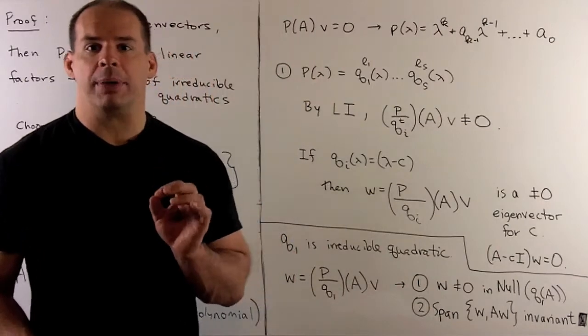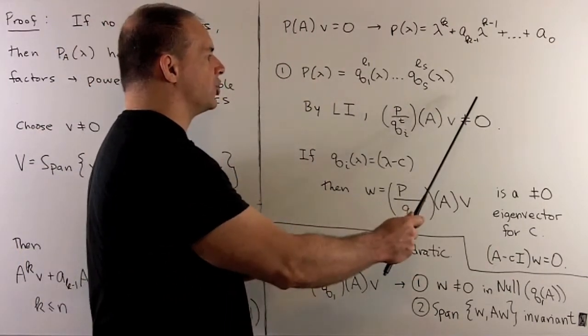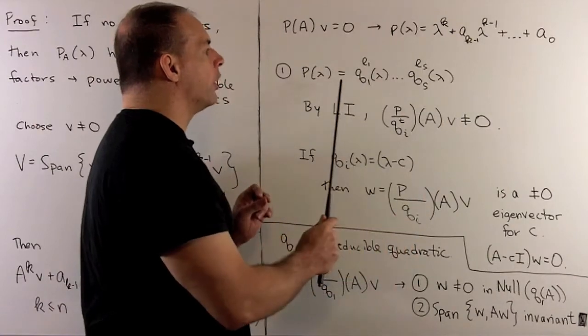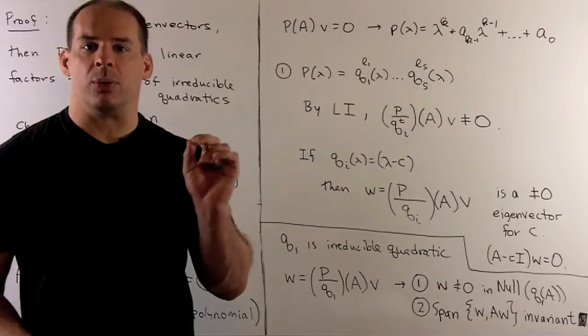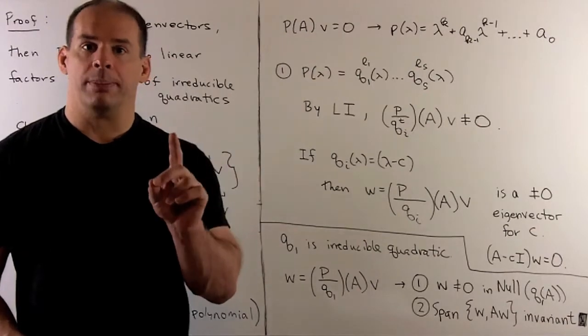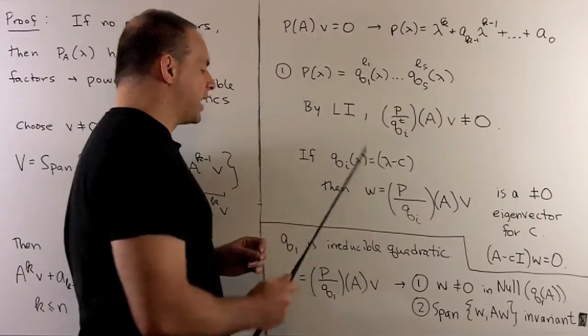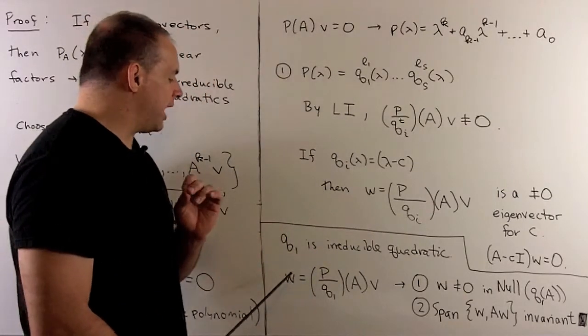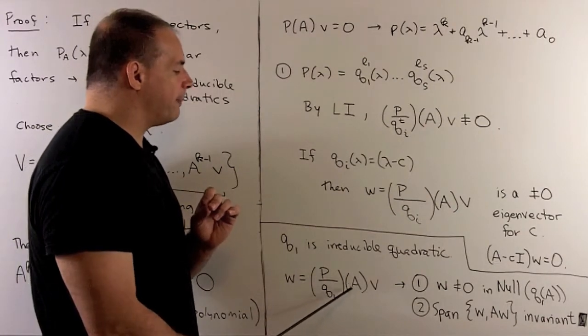We're assuming that can't happen, so that means we're going to have no linear factors in our factorization. So they're all irreducible quadratics. Since the degree is greater than or equal to 2, we have at least 1. So I'll call that Q1. Now, I'll use the same trick. We're going to take W equal to P divided by Q1, applied to A, applied to our V.